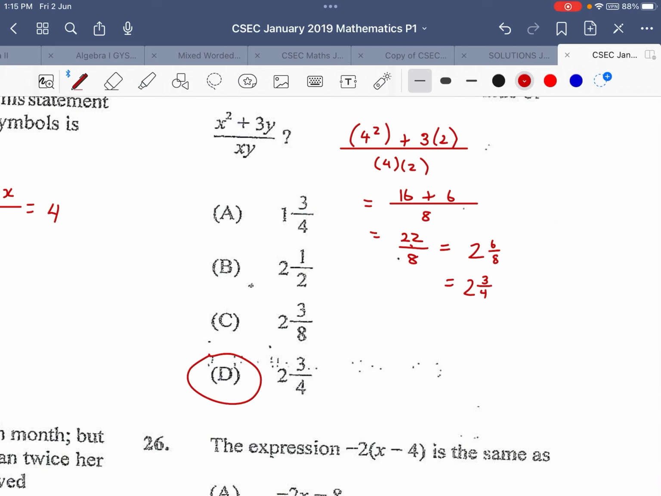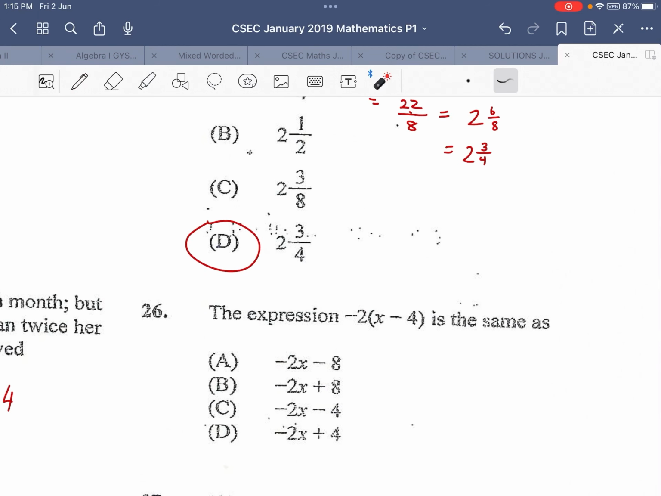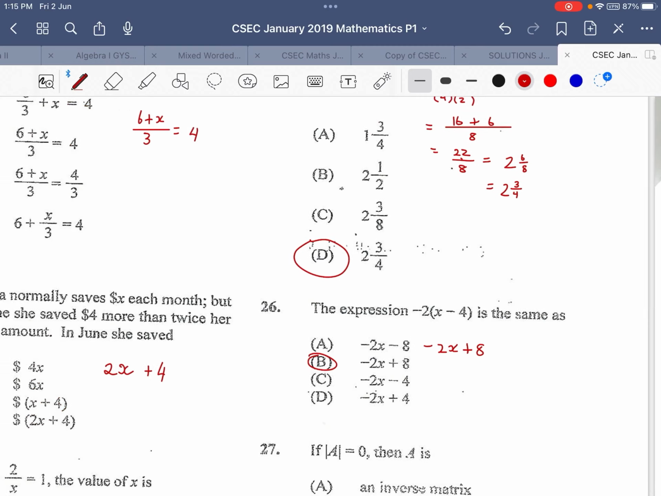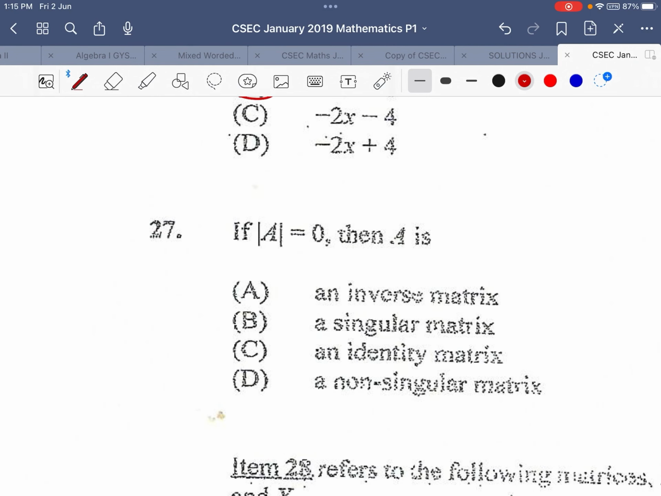Number 26, the expression minus 2 times x minus 4 is the same as, so they just want you to give them the expanded form. So you multiply the minus 2 with everything inside the brackets. That should be minus 2x, and then minus 2 times minus 4 is positive 8. Okay, so minus 2x plus 8, that is B for 26.